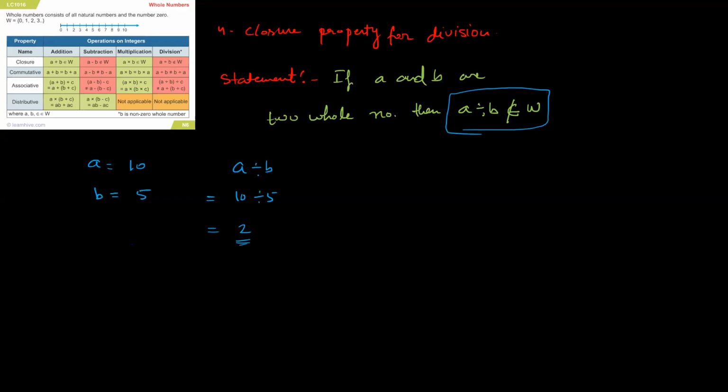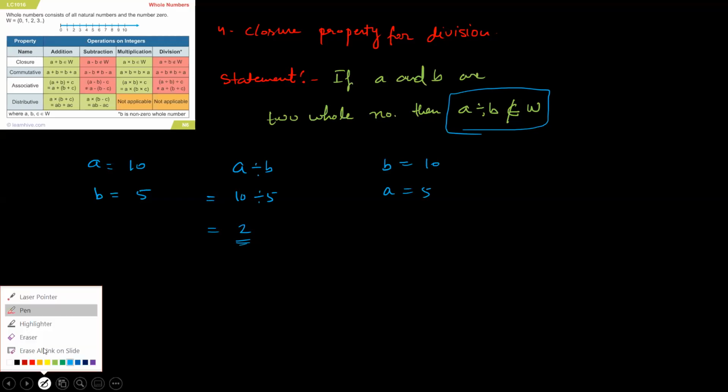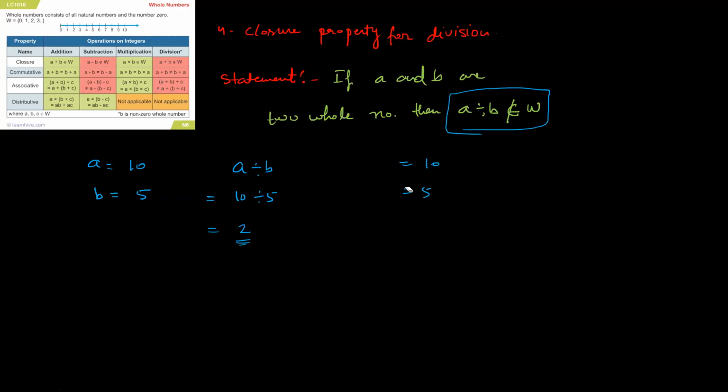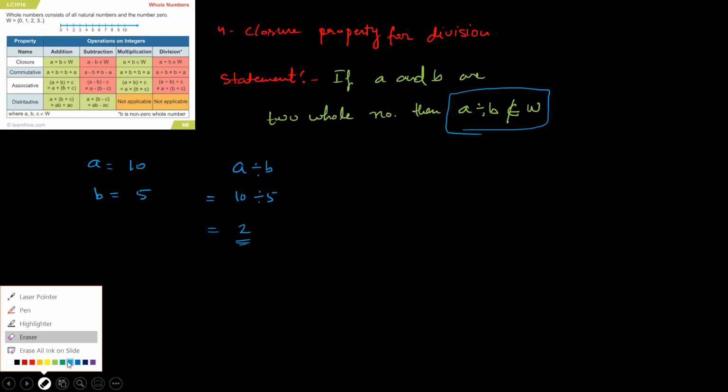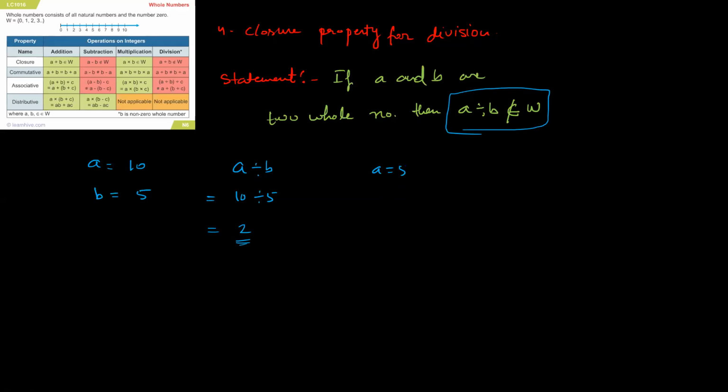For example, अगर मैं यहाँ पे A और B की वैल्यूज को चेंज कर दूं, let's say this time B is equal to 10 and A is equal to 5. Or if I say A is equal to 5 this time and B is equal to 10. Now find A divided by B. So 5 divided by 10, and 5 divided by 10 is what?